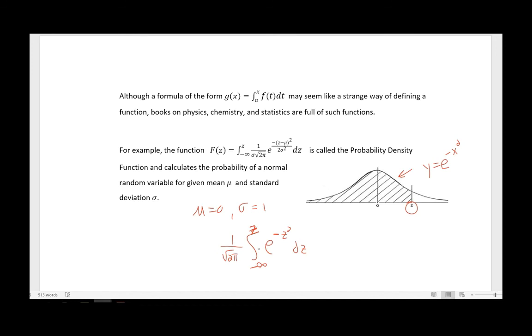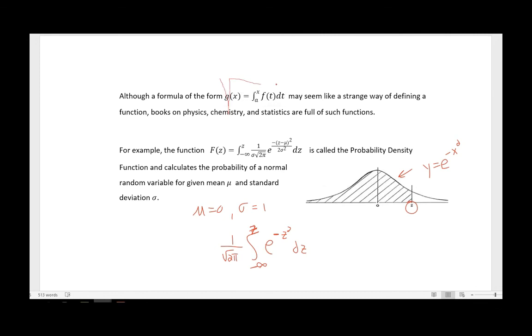Now I do want to point out to you here that this integral we can't do. We don't have any technique of integration at this point where we can evaluate e to the negative x squared. So we would have to use technology to do this. And if you take a statistics course, you actually have a table of values that find the area under that curve.